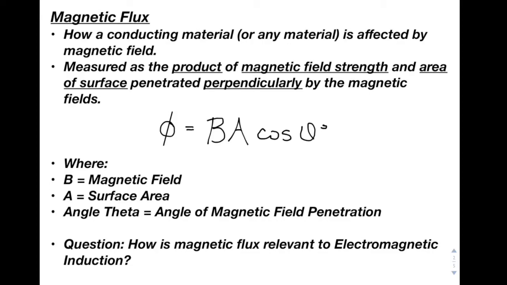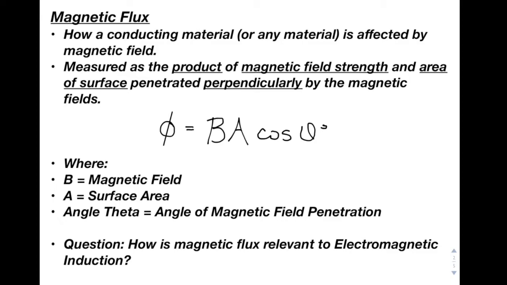be no magnetic flux. So the equation below is given for magnetic flux, and it's essentially B, which is the magnetic field strength, times A, which is the surface area of the object in question, times the cosine of angle theta, which is the angle of magnetic field penetration.